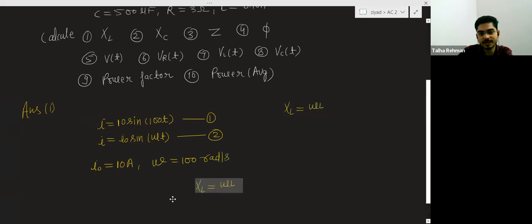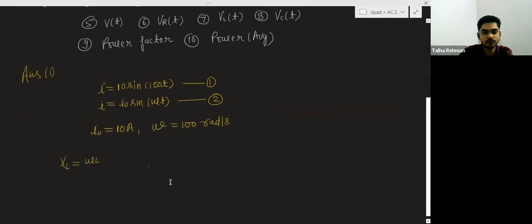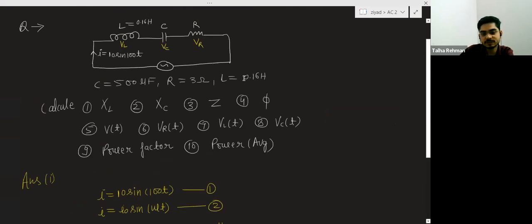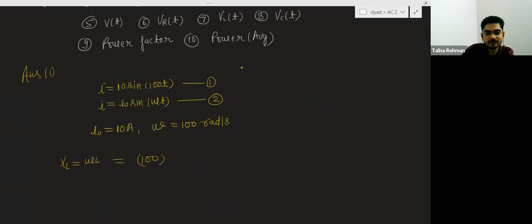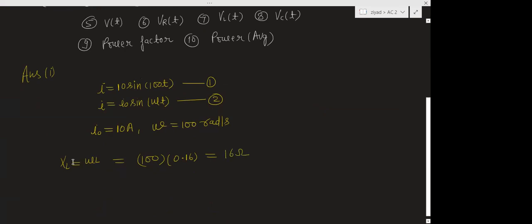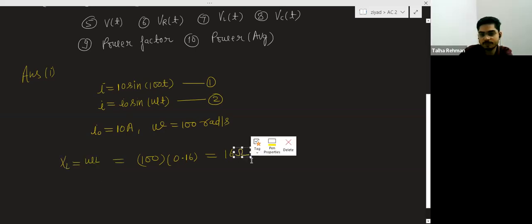XL is equal to omega L. Omega is given as 100. What is the value of L? 0.16 Henry. So XL will be 16 ohm. The unit of XL is ohm. The first part is finished.